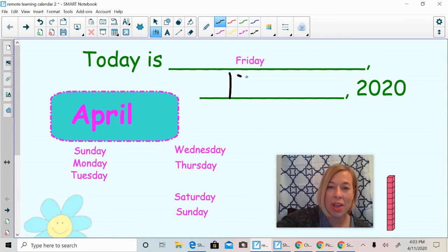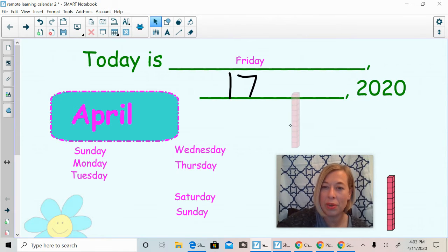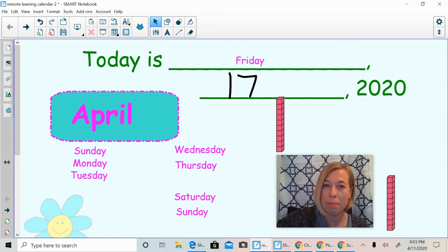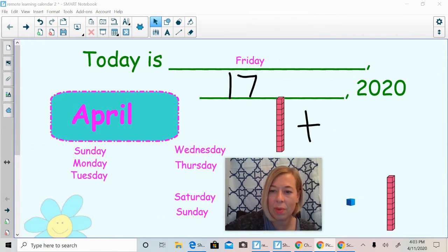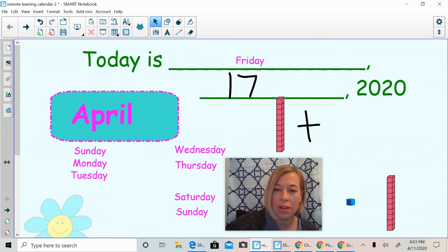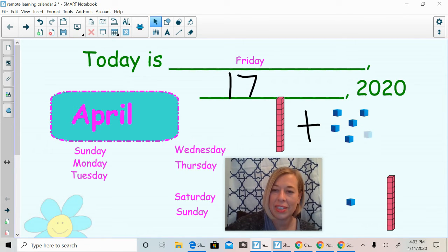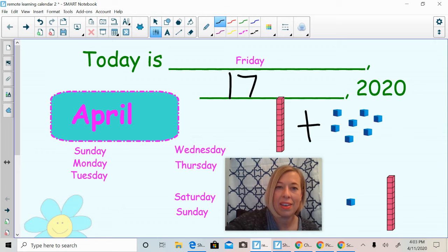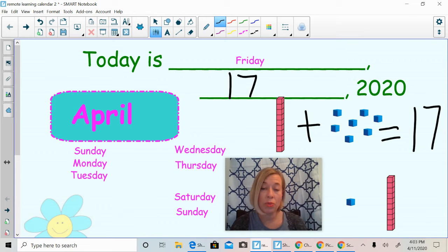I need to write the 1 first and then the 7 because if you remember, one group of 10 plus 7 little ones. 1, 2, 3, 4, 5, 6, 7 equals 17. That's what 17 is. It's one group of 10 and 7 little ones.